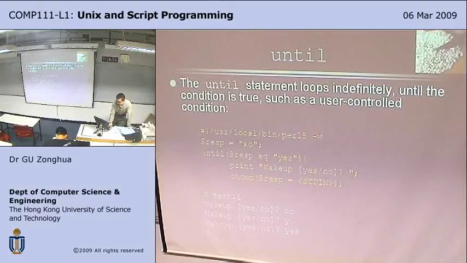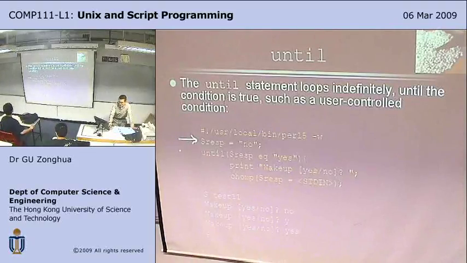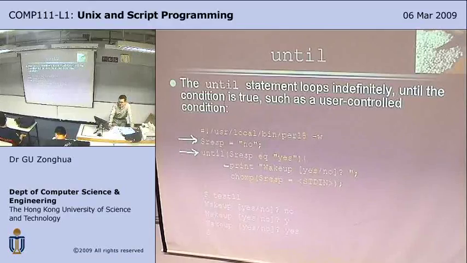Until loops indefinitely until the condition is true. Initially, response is equal to no. It's a string with the value no. Until response equal to yes, you keep on doing these two statements. Print wake up, and then take the input from STDIN, chomp, come back and compare it to the string yes. Whenever the string is equal to yes, you jump out.